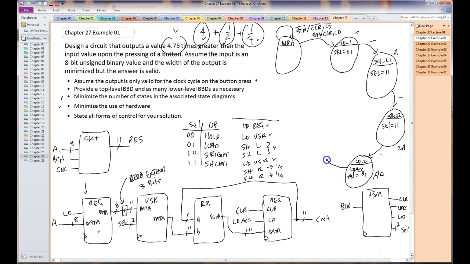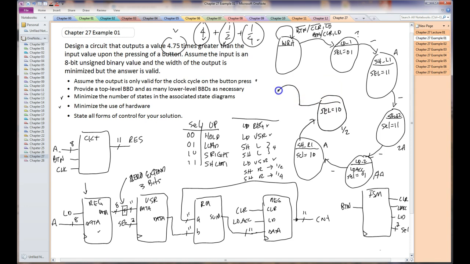Go to another state here. This is going to be shift right 1. Now I'm in the shift right direction, so SEL equals 0, 1. Make that 1, 0. And so in this state right here, I have A again because I just loaded it. So I'm going to go to another state. And in this state I have 1/2 A, and I'm going to shift it right again.